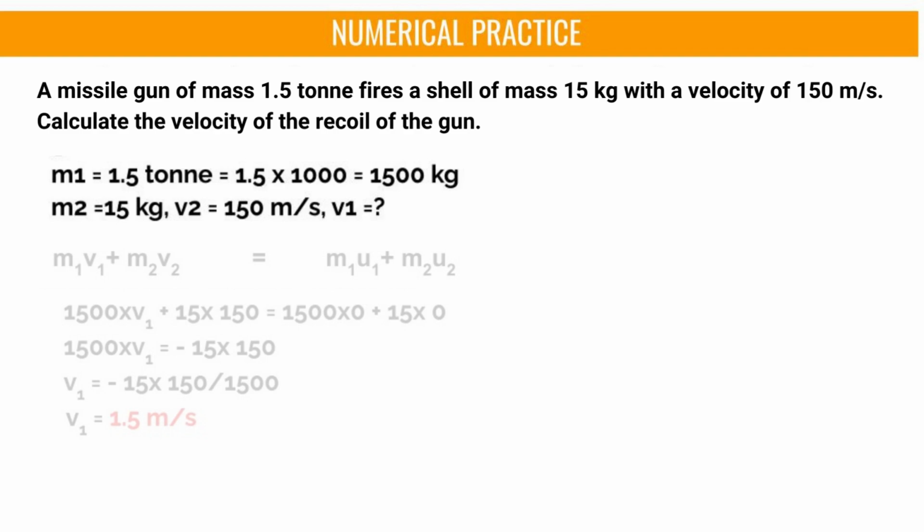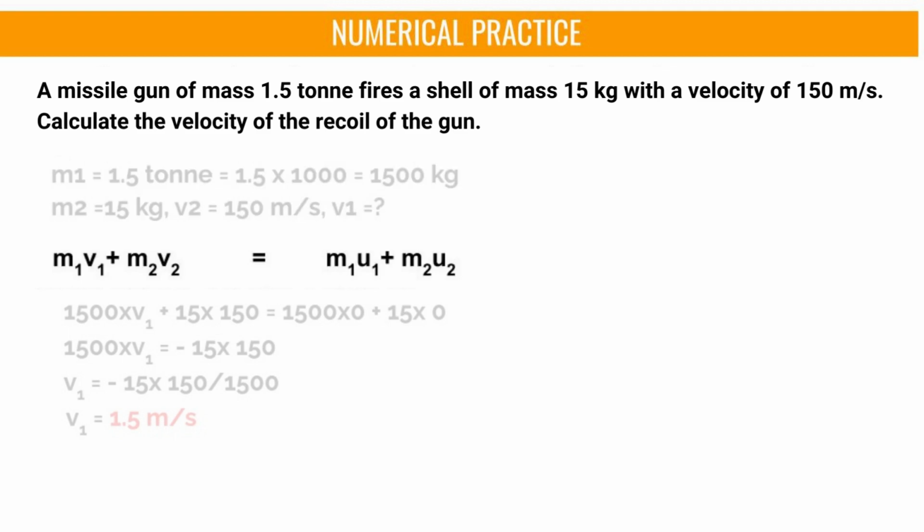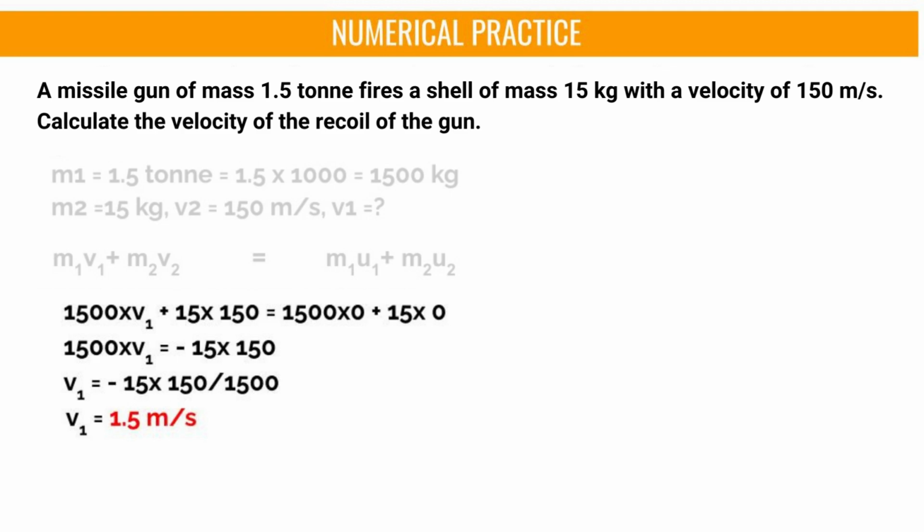V1 equals unknown. Putting values into the formula, M1 V1 plus M2 V2 equals M1 U1 plus M2 U2. 1500 multiply V1 plus 15 multiply 150 equals 1500 multiply 0 plus 15 multiply 0. 1500 multiply V1 equals minus 15 multiply 150. V1 equals minus 15 multiply 150 upon 1500. V1 equals minus 1.5 meter per second.